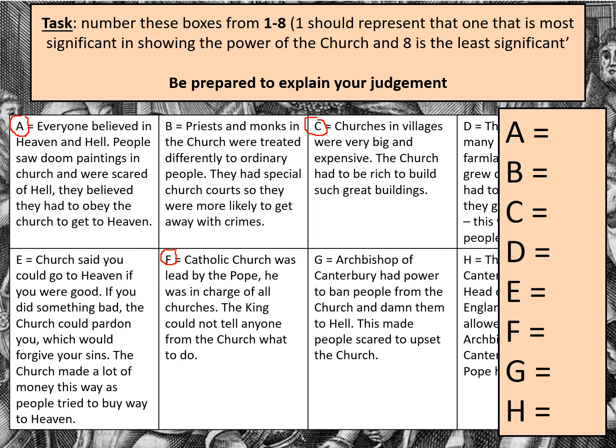All you've got to do is decide which one of these reasons is the most important reason for why the church was powerful. And then your 8 is your least important reason for why the church was powerful.